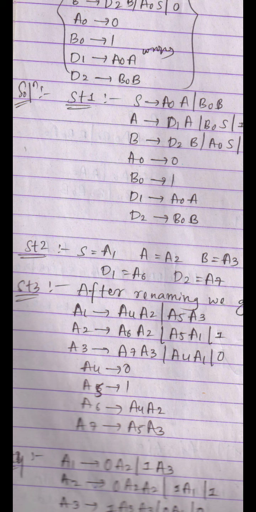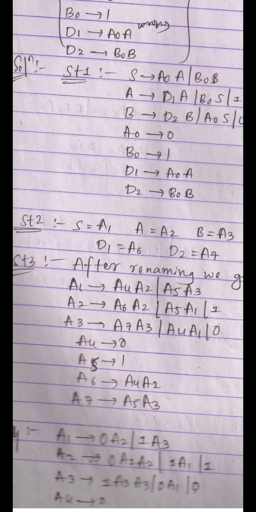What is your third step? You need to go for the substitution. See here A1: you have A4 A2 and A5 A3. A4 and A5 are already in GNF form. If you substitute the values, A1 will also be converted to GNF form. So A1 becomes 0 A2 and 1 A3. Similarly, A2 has the value A6 A5 A1. A6 is A4 A2 and A7 is A5 A3. If I substitute A4 as 0, A6 becomes 0 A2, and A7 becomes 1 A3.